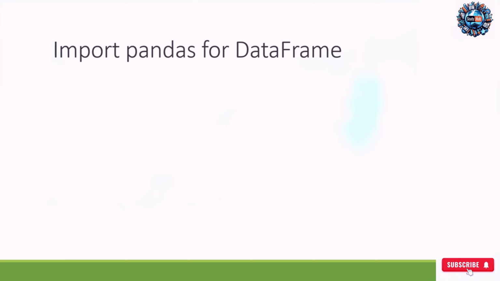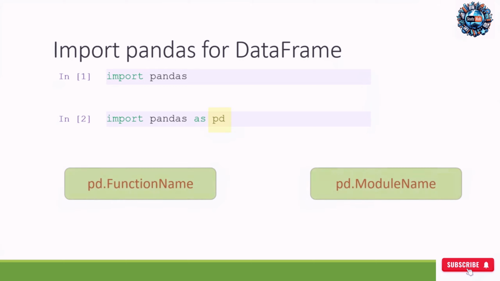To import Pandas, you can type import pandas in Jupyter Notebook like this. It is more convenient to use a short name. Hence, alternatively, you can type import pandas as pd. Then you just need pd to represent Pandas. For example, if you want to use any modules or functions from Pandas, you can type pd.function_name or pd.module_name.